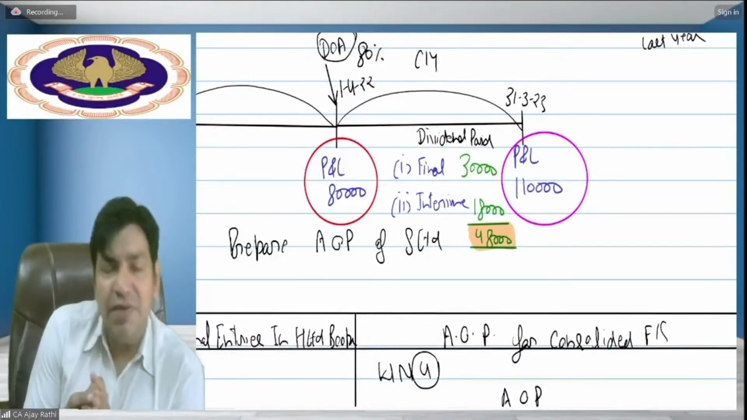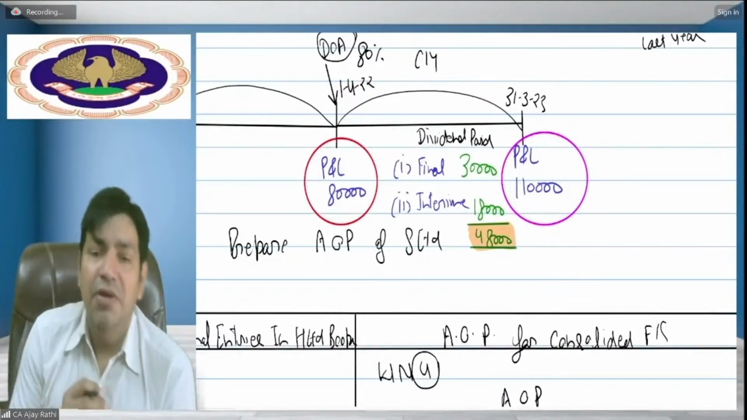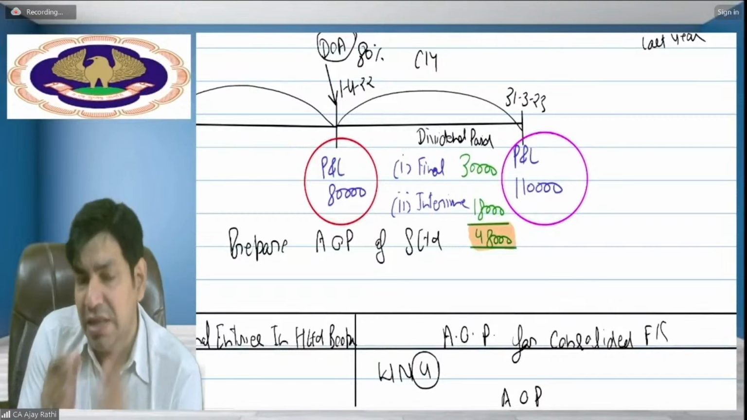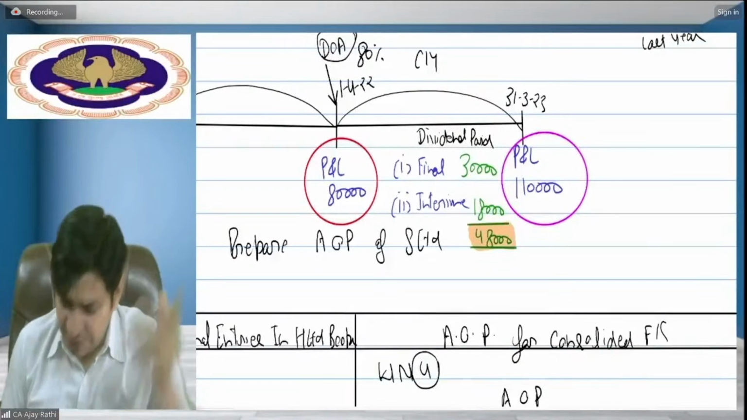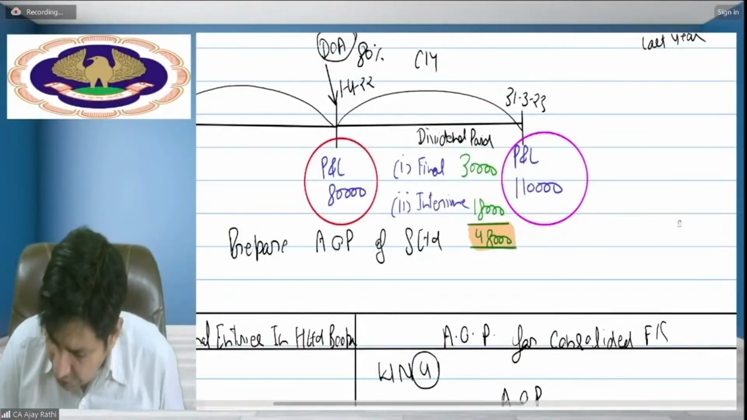Definitely, 30,000 was reduced from the current year. That is the post acquisition. That is the 1,10,000. So the current year answer is also correct, and 1,10,000 is also correct. I hope I could tell you things properly, beta.